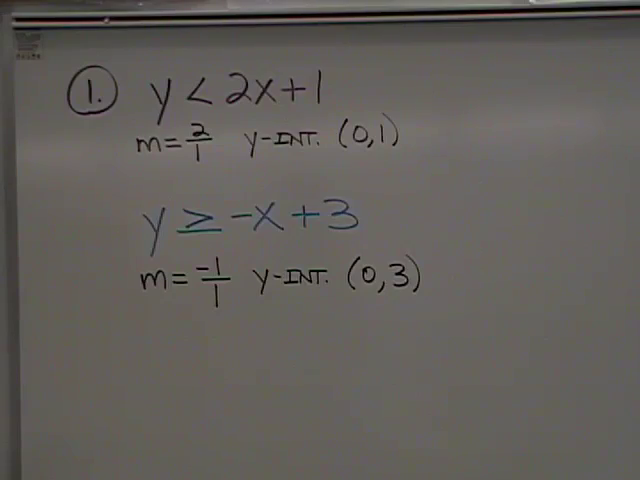Now let's think a little bit about where we are going to shade the regions. Let's take the maroon line first. It says y is less than the equation 2x plus 1. Now, since y is less than, we're going to shade below the maroon line. And take a look at the blue inequality one more time. It says y is greater than or equal to the equation negative x plus 3. That means we're going to have to shade up above the blue line because y is greater than. Now let's go over to the coordinate plane and see what our graph looks like.